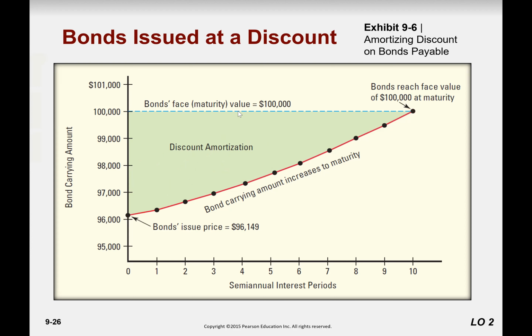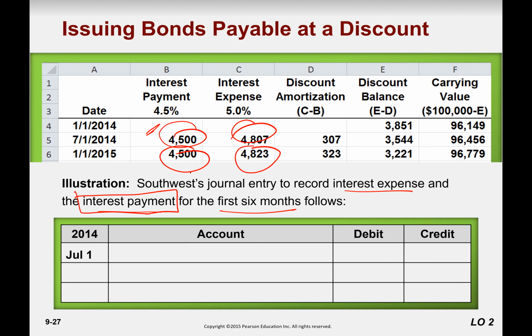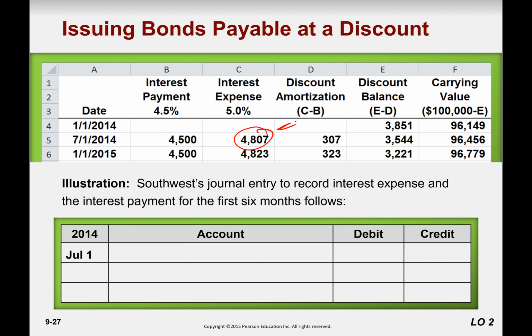Yes. Okay. So how we are going to make the entries? Entries are the same. So journal entry to record interest expense and the interest payment for the first 6 months. So whenever there's the payment, it means this is the cash. They promised to pay cash, and this is the expense. So what will be the entry here? Interest expense. This will go to income statement. So first 4807 interest expense. All right. And cash is 4500.